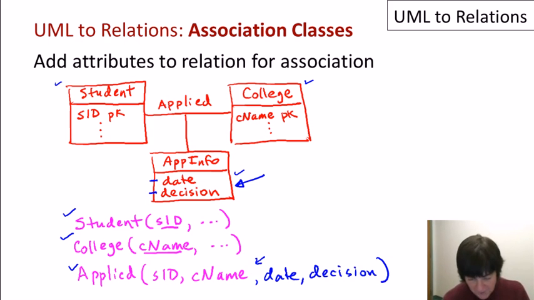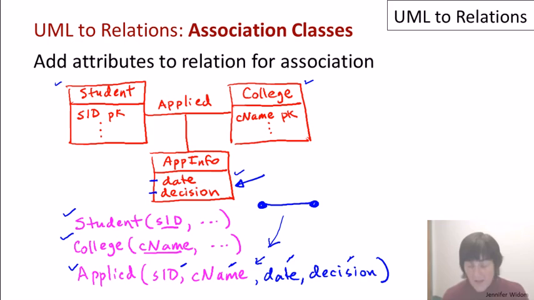Now there are actually a few things I want to mention at this point. First of all, I discussed in the video on UML modeling the fact that UML assumes when you have a relationship or an association between two classes, there's at most one instance of that association between any two elements of the class. And that can be seen quite well in this relational schema, because we're assuming we have at most one relationship between any student and any college, and then we have associated with that one relationship the date and decision.